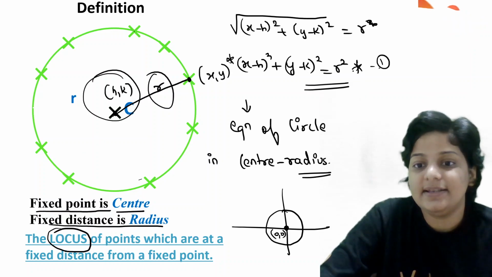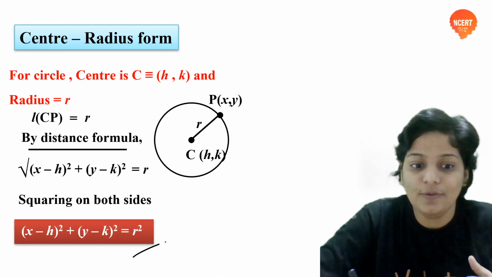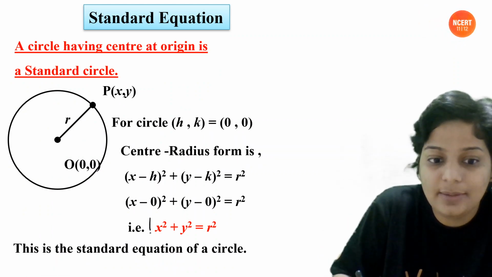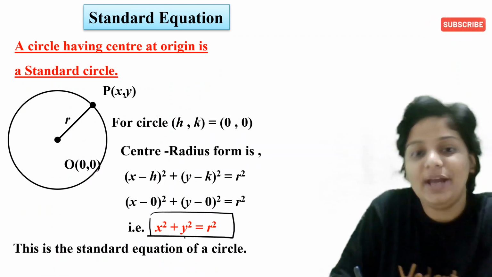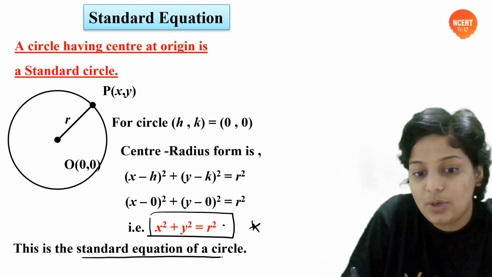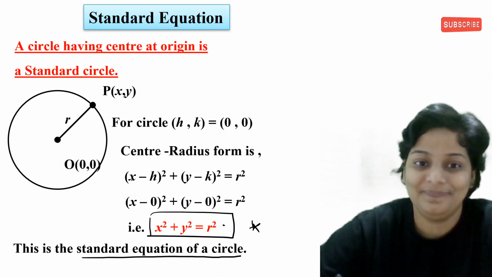H and k is 0. So in this equation 1 you will substitute your h and k as 0. अगर आपने h और k को 0 सब्स्टिट्यूट किया तो आपको क्या मिलेगा बच्चा? यही मिलेगा x² plus y² is equal to r². This is the standard equation of a circle. Standard because center is at the origin.